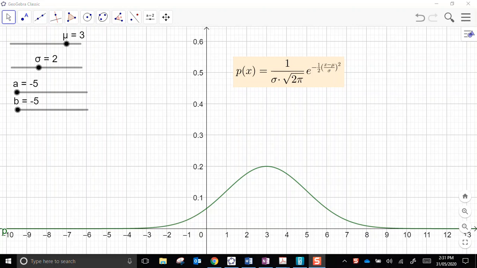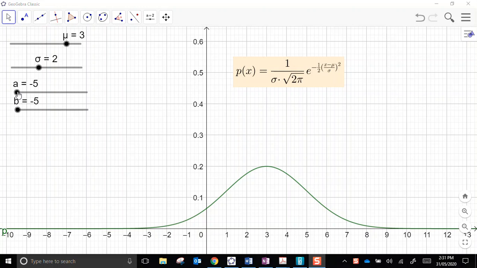Welcome back. This lesson is going to be about the difference between the normal distribution, which is what we're looking at now, and the standard normal distribution. So as we've seen, this probability density function can have any value for the mean and any value for the standard deviation. I've set the mean of 3 and the standard deviation of 2.